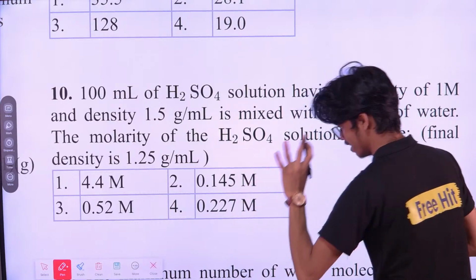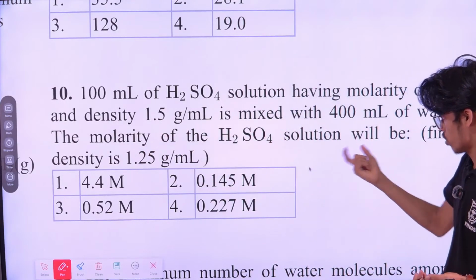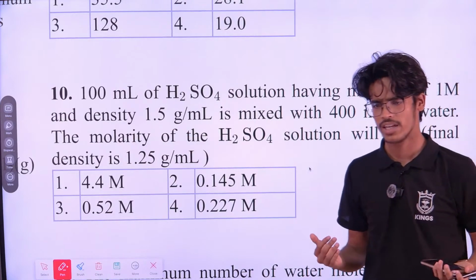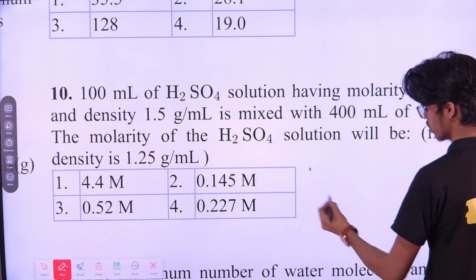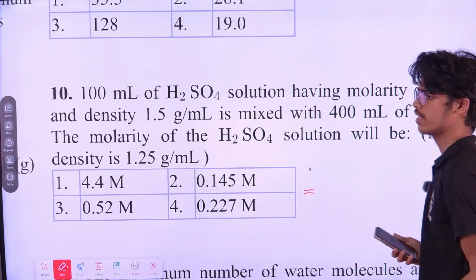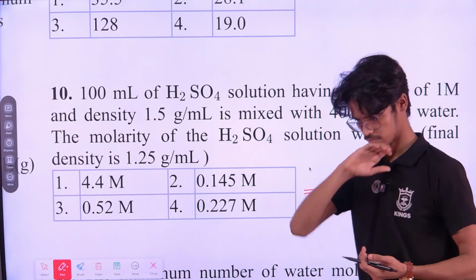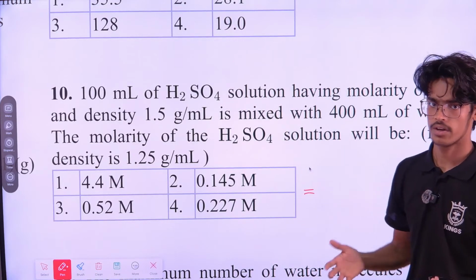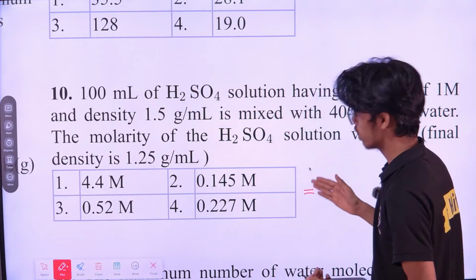Let's write the information. At the end, we want the molarity of H2SO4 solution. So what is molarity? Total number of moles divided by total volume. So first of all, when you are diluting the solution, is the number of H2SO4 moles going to change? Yes or no? No, they are not going to change. So initially you have X number of moles, finally you will still have X number of moles.